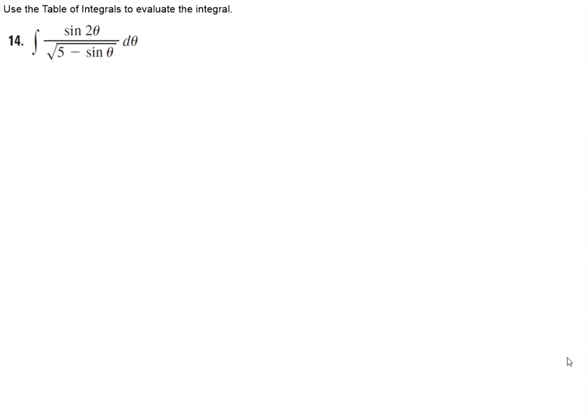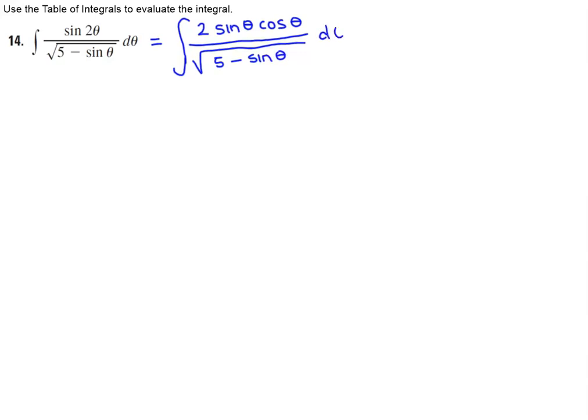So we know that the sine of 2 theta is the same thing as 2 times the sine of theta cosine of theta, divided by the square root of 5 minus the sine of theta, times d theta.